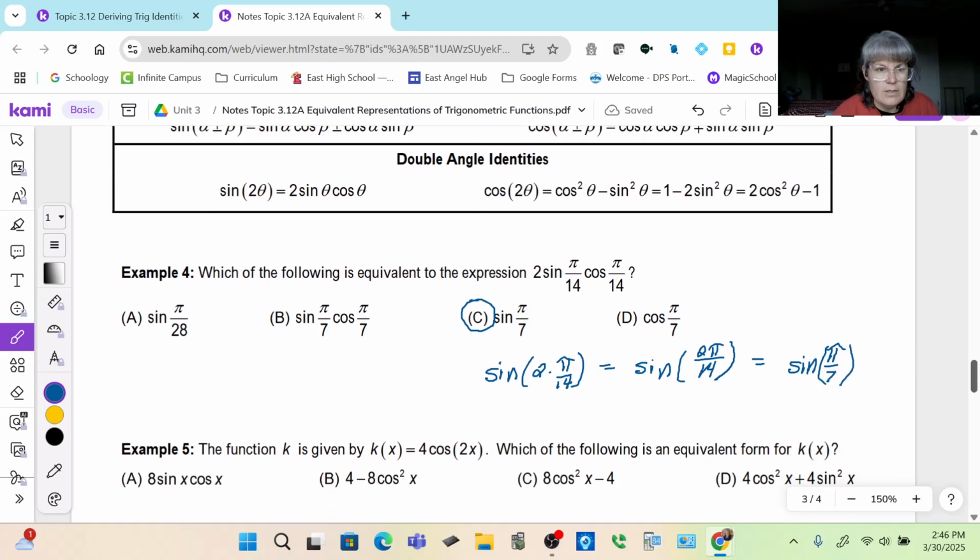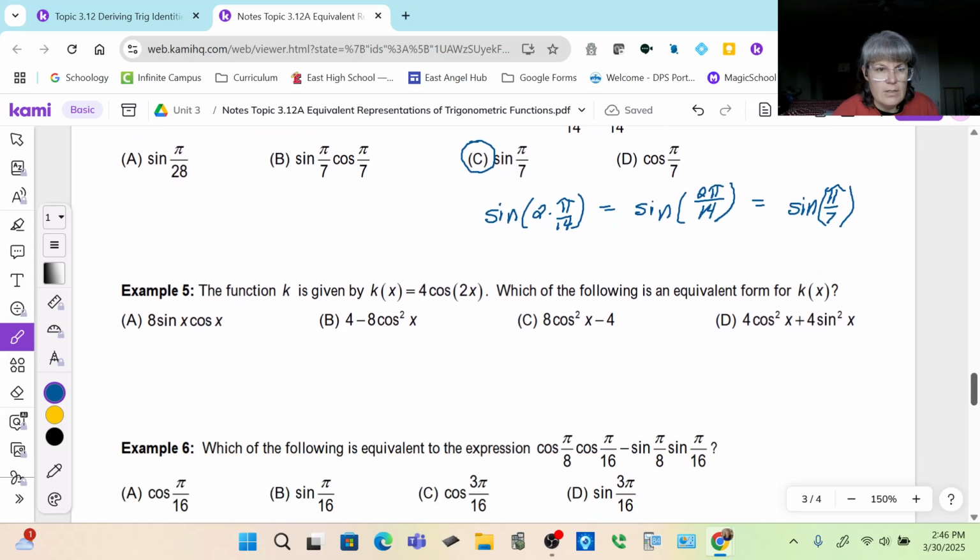If we look at example 5, we're given a function k is given by k of x equals 4 times cosine 2x. Which of the following is an equivalent form? Well, that 4 in front tells me that I'm going to have to take 4 times whatever the double angle simplifies to for cosine of 2x. So if I look at my answer choices, this sine of x, cosine of x, that's a form for the sine double angle. So I can rule that out.